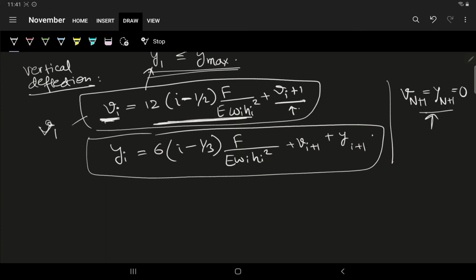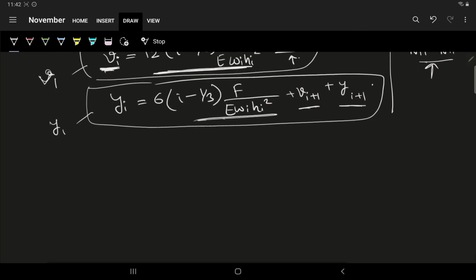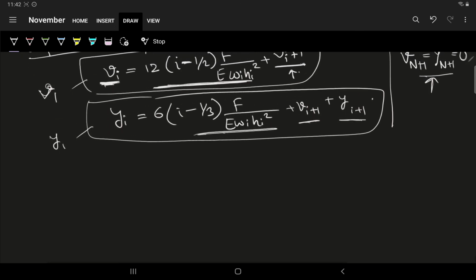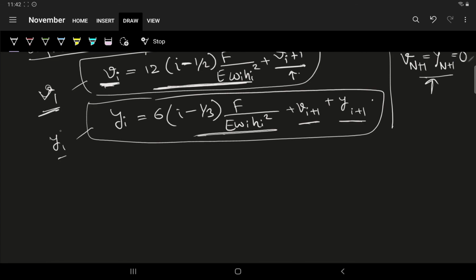Similarly, y of n will be a polynomial, an addition of two polynomials and one monomial, and we will get y of n. Now once we get y of n, we will put here the y of n and the v of n, and this will give us y of n minus 1. In a recursive manner we will get y of 1, and so we are using v of 2 to get y of 1.